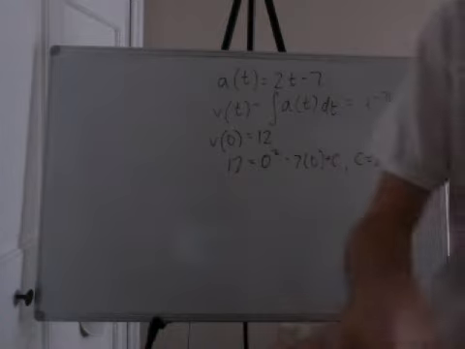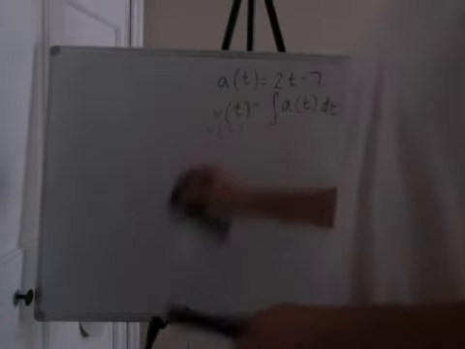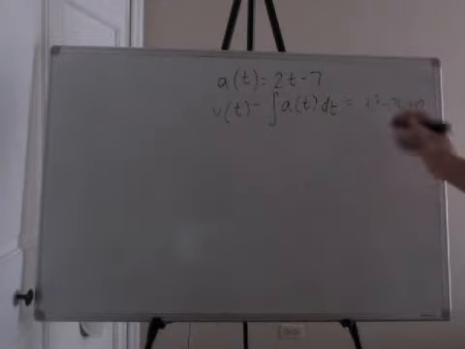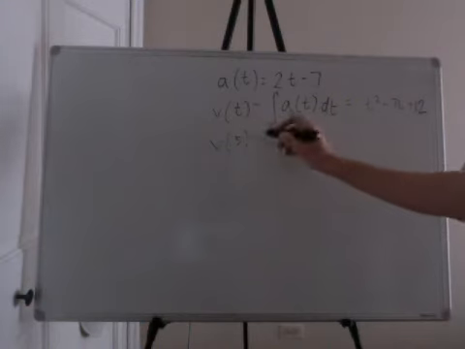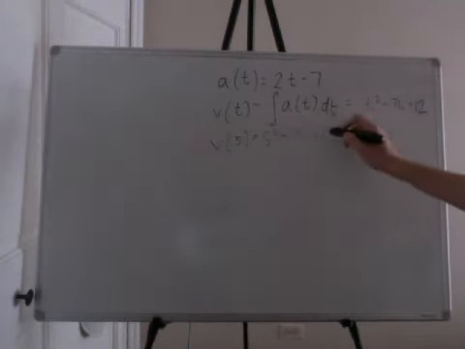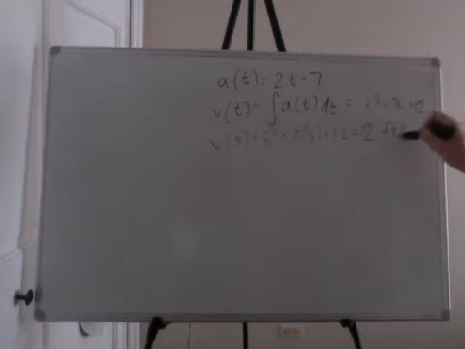I didn't want to overcomplicate it at first, so the question actually asks, what is the velocity after 5 seconds if the initial velocity is 12 feet per second? Well, then all you have to do is v of 5, which would be 5 squared, 25, minus 7 times 5, plus 12, which I believe equals 2. Let me just check that. Yes, 2 feet per second. I just did that in my head.